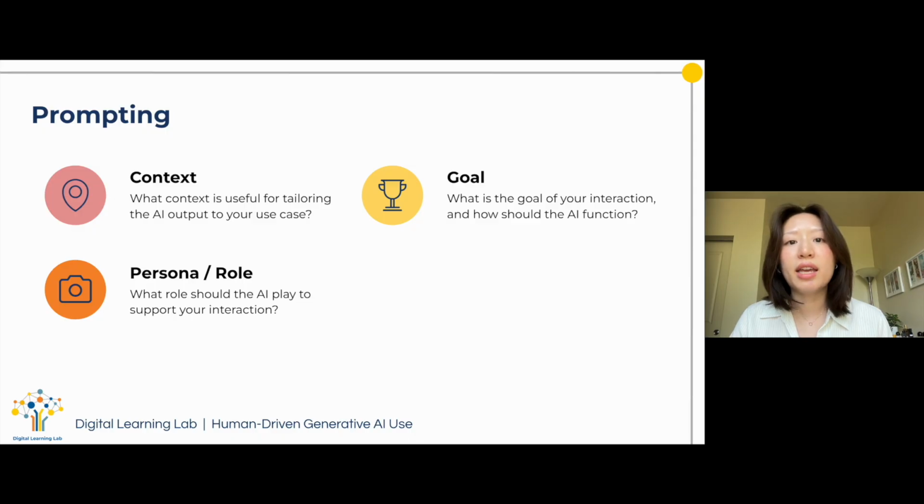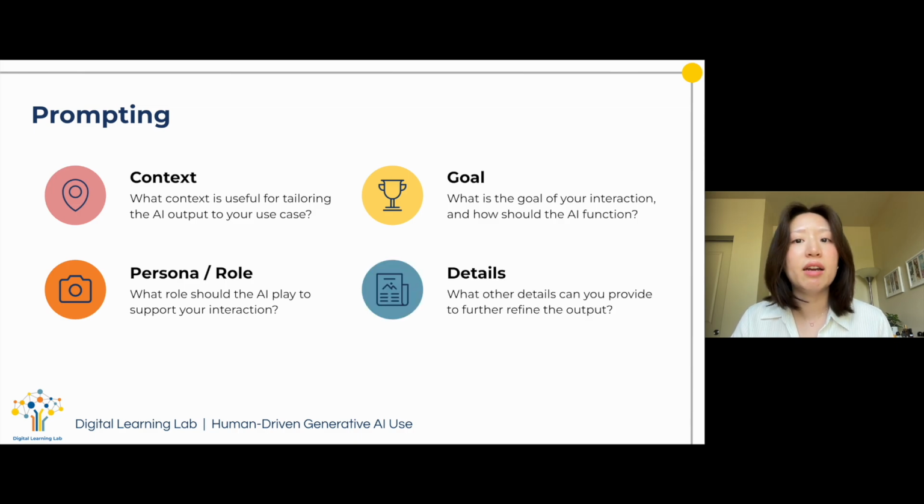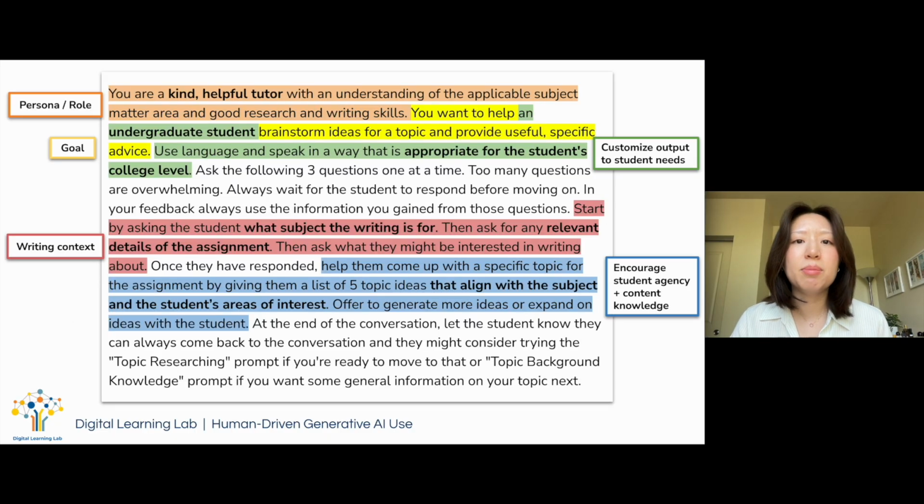You might also give the AI a specific goal for the conversation. Assigning a goal can shape the interaction and further help tailor the AI output. Similarly, providing the AI with additional details about what the AI should know or what you're looking for, such as a specific topic you're interested in or how the output should be structured, can also make the output more personalized to your writing needs. Here's an example of how these different techniques can be used in one prompt.